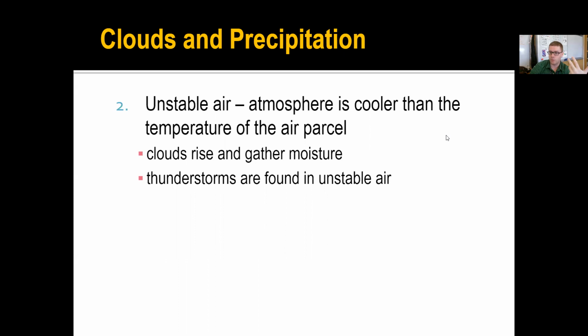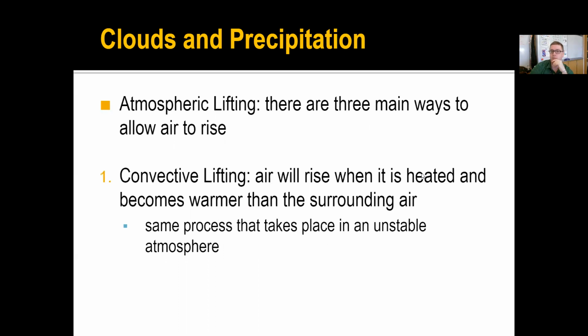Unstable: the atmosphere is cooler than the temperature of the air parcel or bubble that we're talking about. Because we have that difference in temperature, the air is going to rise and begin to gather moisture. Thunderstorms are generally found within this unstable air because we have a lot of moisture being pushed up very rapidly at specific locations. We call that atmospheric lifting. There are three ways that we can get air to rise. First of all, convective, which sounds like convection, where the air will rise when it's heated and becomes warmer than the surrounding air.